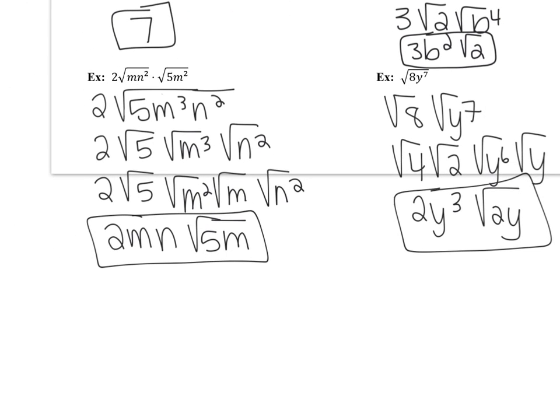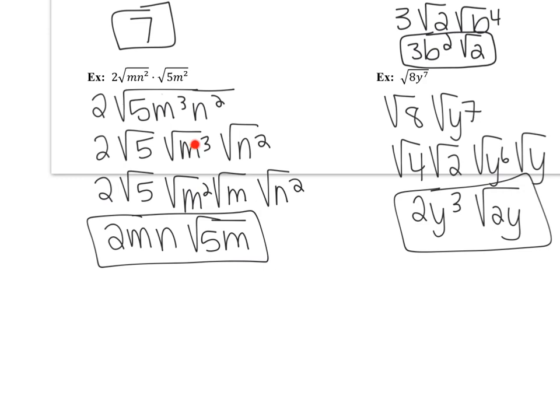On this example, my 2 is going to stay out front, and then if I multiply, I'm going to get 5m to the 3rd, because that's m squared times m, and then n squared. So then I gave each of these their own radical. I don't know the square root of 5, so that's going to stay inside. I do know the square root of n squared, that's n.